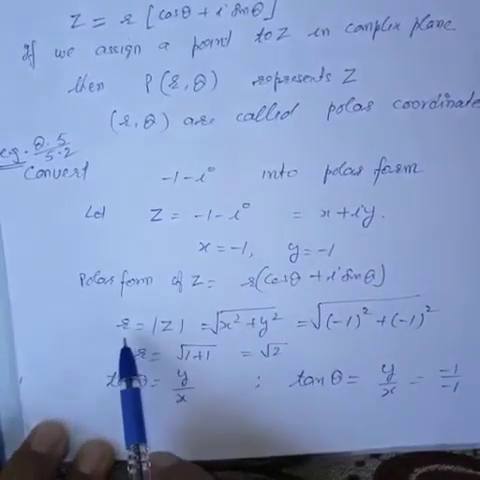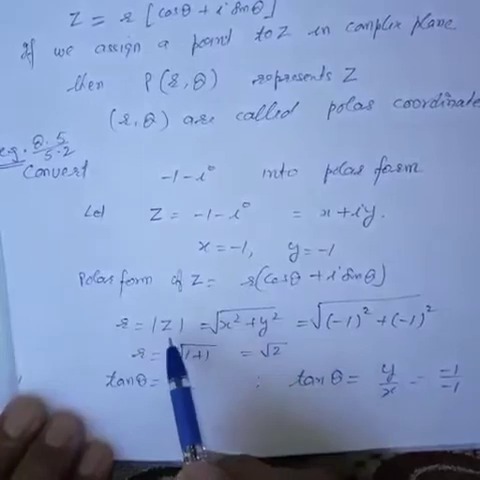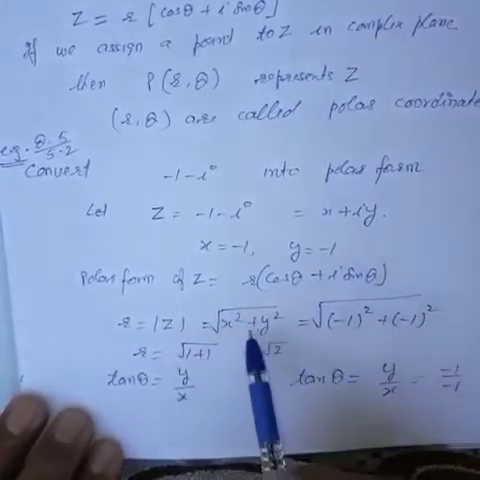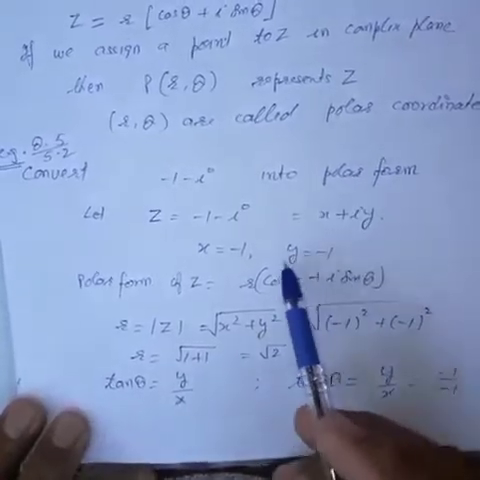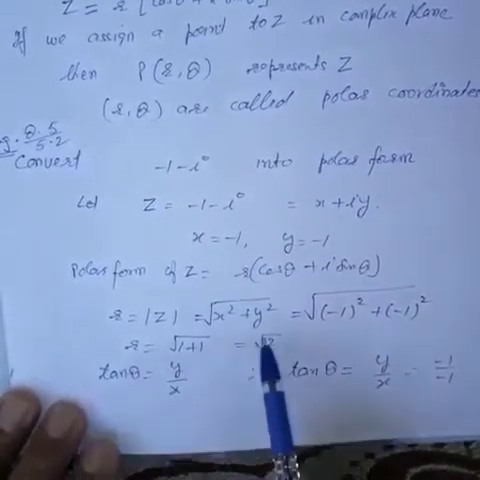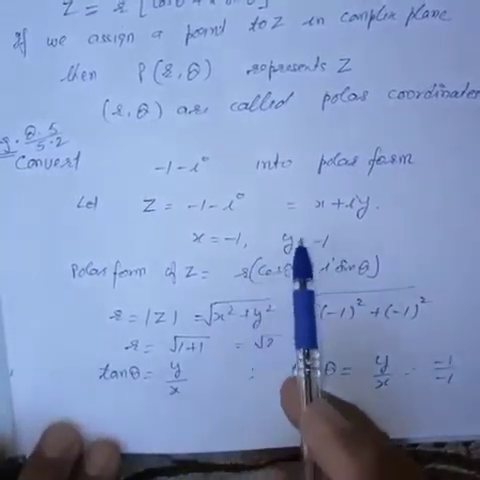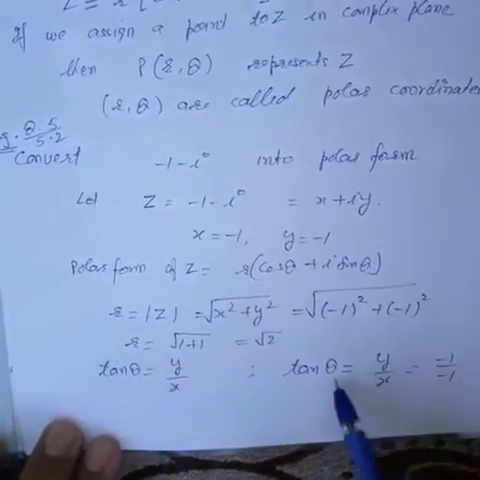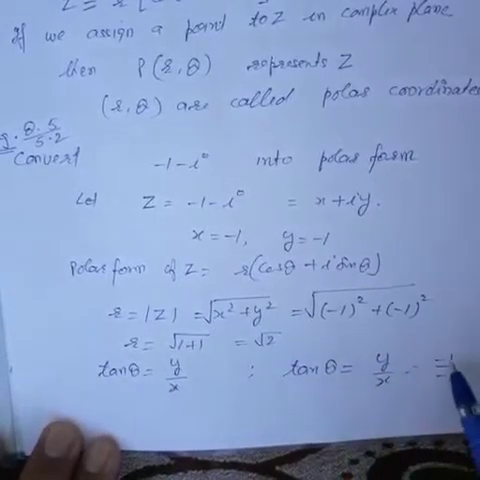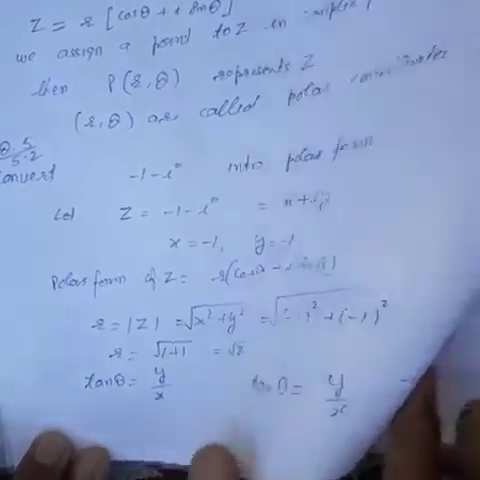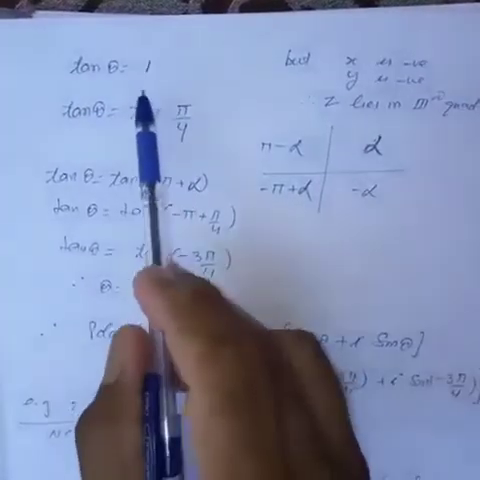Now what is the procedure to find r? r is mod of z. It can be calculated using the square root of x square plus y square. You put the values of x and y which we have evaluated earlier and calculate. This is under root 2, the value of r. Now, for calculation of theta, use this formula: tangent theta is y upon x. Here y is -1 and x is -1, so tangent theta will be -1 upon -1. Then you calculate, so tangent theta is +1.